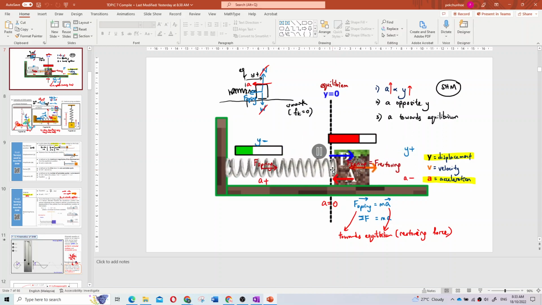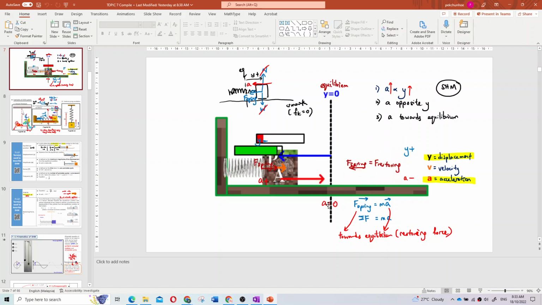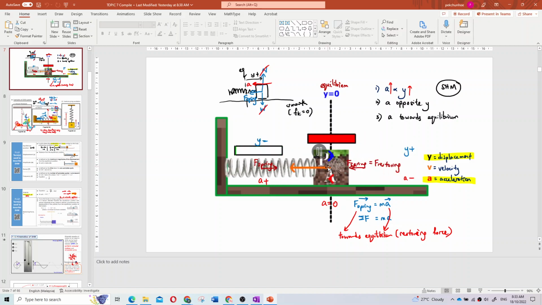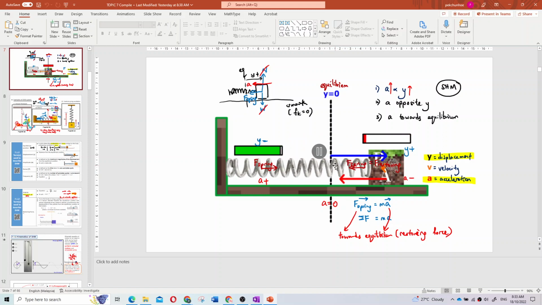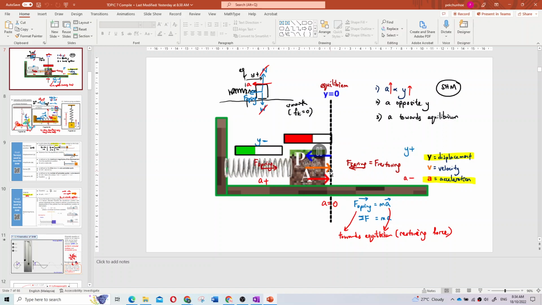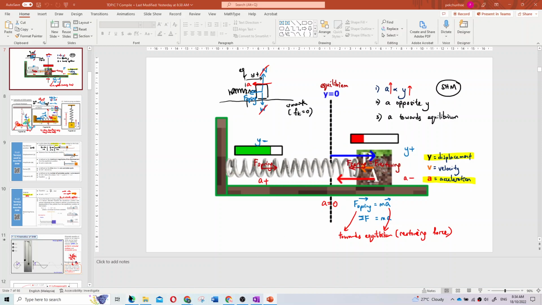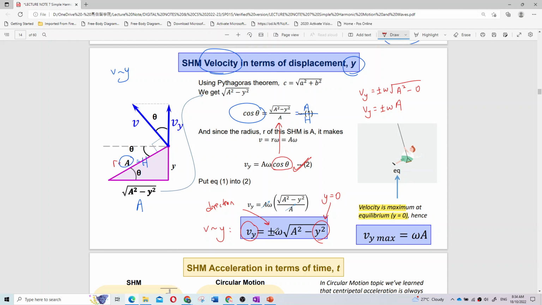So at equilibrium, the block has two possibilities. It can either move to the right or move to the left. So at this position, equilibrium, the block has two possible directions, either moving to the left or moving to the right. Now you see everything. So it's either positive or negative. If to the left is negative, if to the right is positive. So it has two possible directions at any displacement.